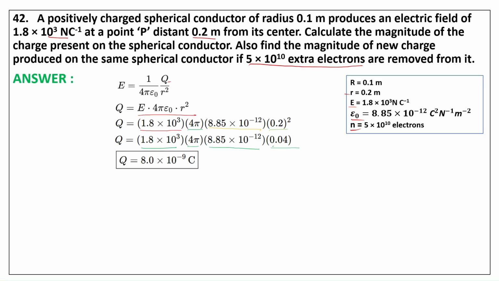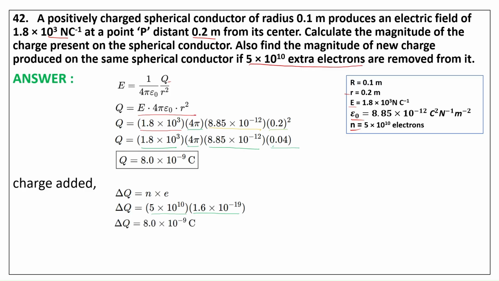Now, for charge added, delta Q is equal to N into e. On substituting values we get delta Q is equal to 5 × 10^10 × 1.6 × 10^-19. We get delta Q is equal to 8 × 10^-9 coulomb. Therefore initial charge on the conductor is Q is equal to 8 × 10^-9 coulomb.